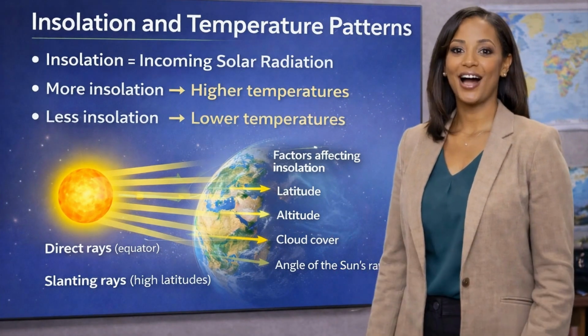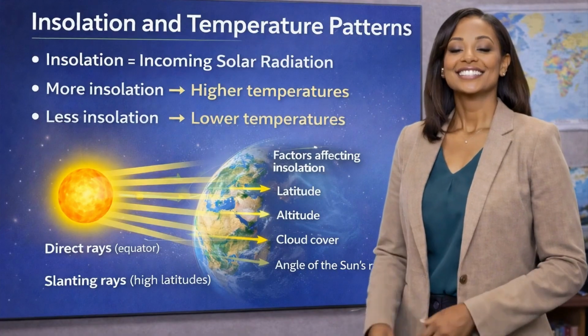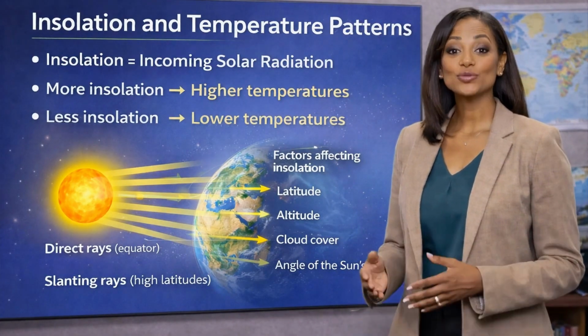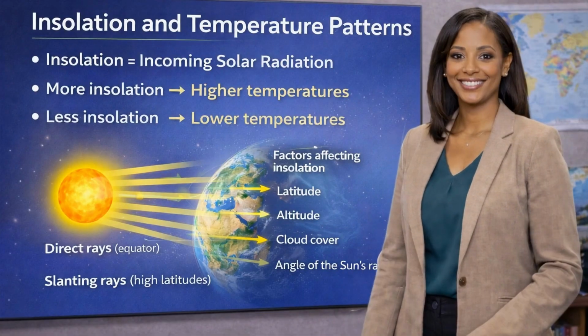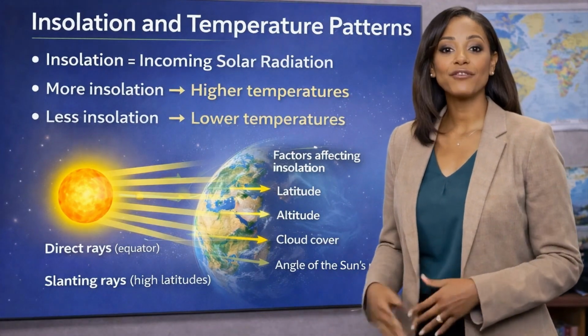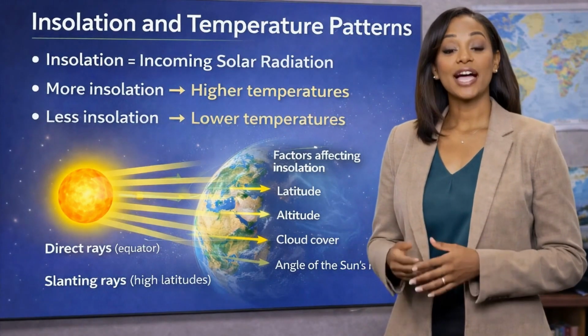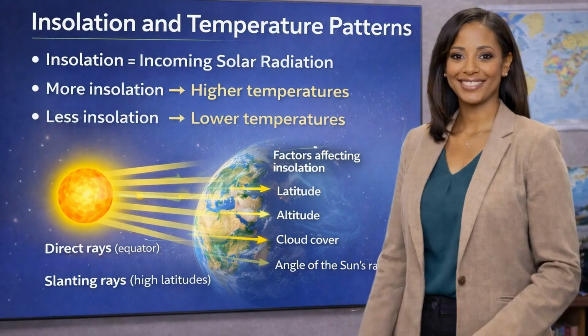These differences occur because of several factors such as latitude, altitude, cloud cover, and the angle at which the sun's rays strike the Earth. As a result, temperatures vary from place to place across the world. Understanding these variations helps geographers explain the temperature patterns of the Earth.